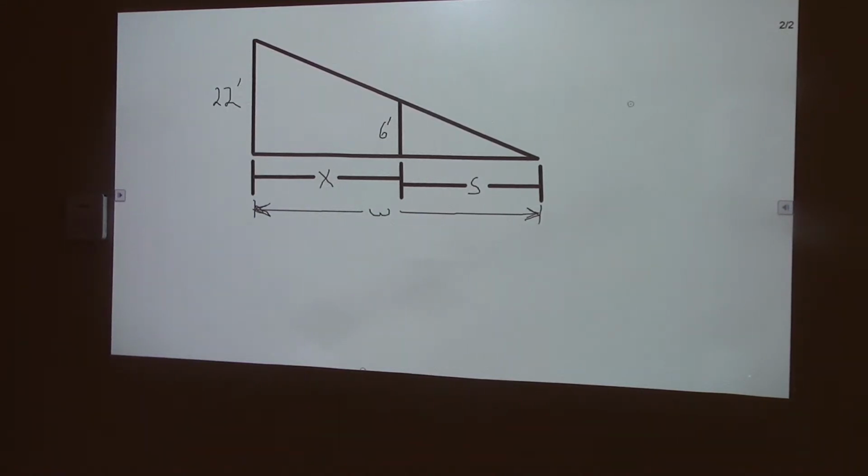Okay. Now the question is, a 6-foot man walks away from a 22-foot street light at 8 feet per second.